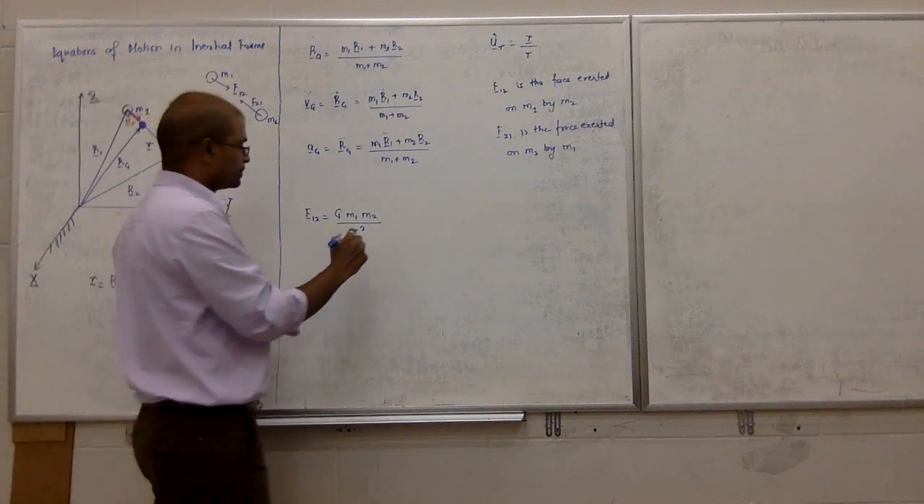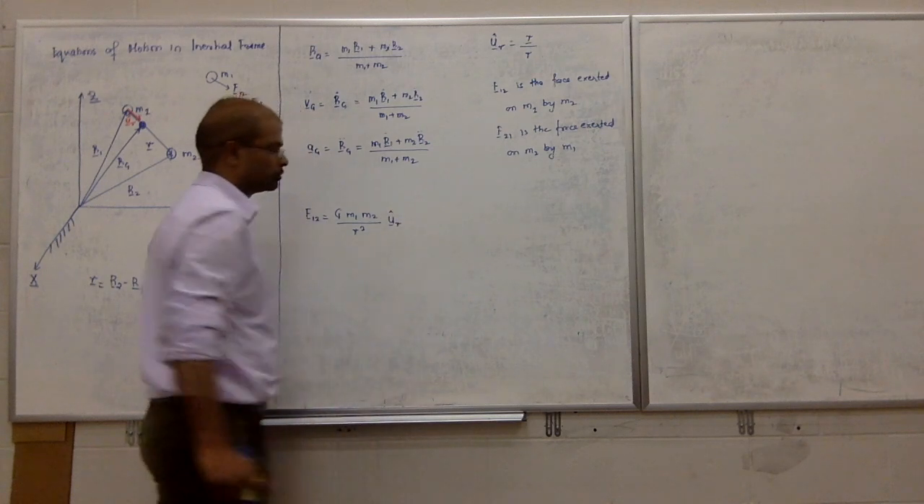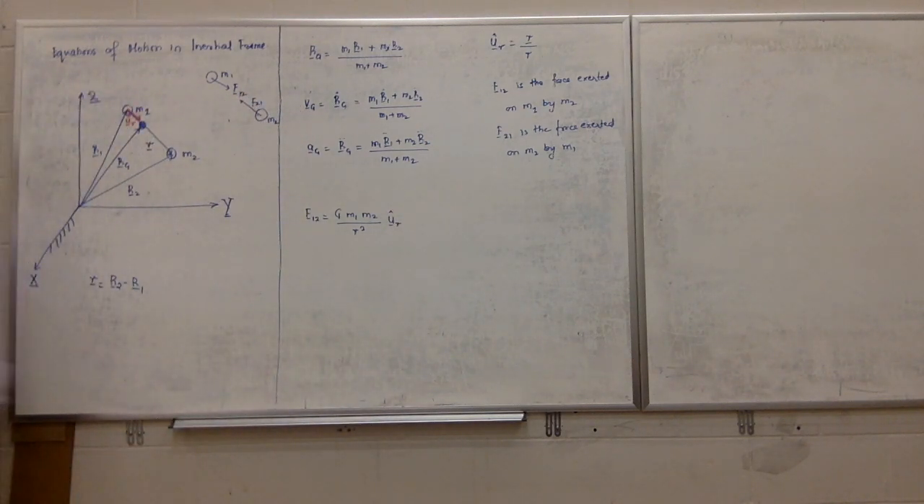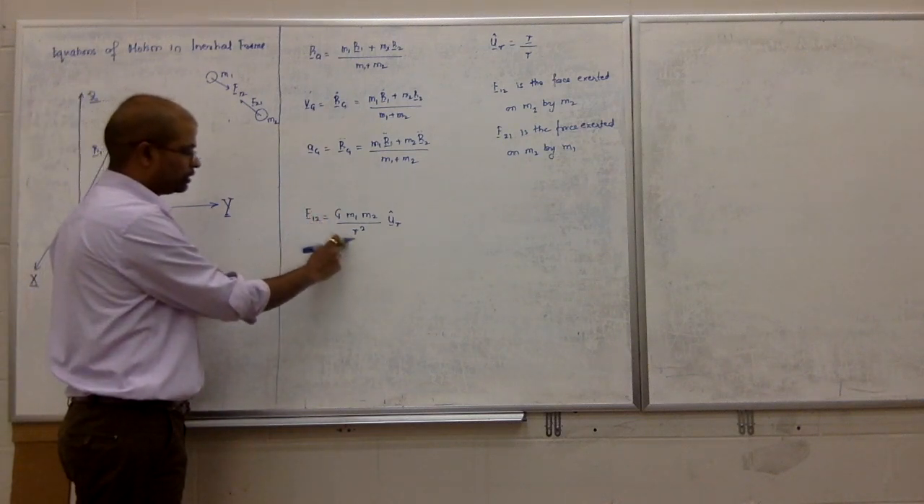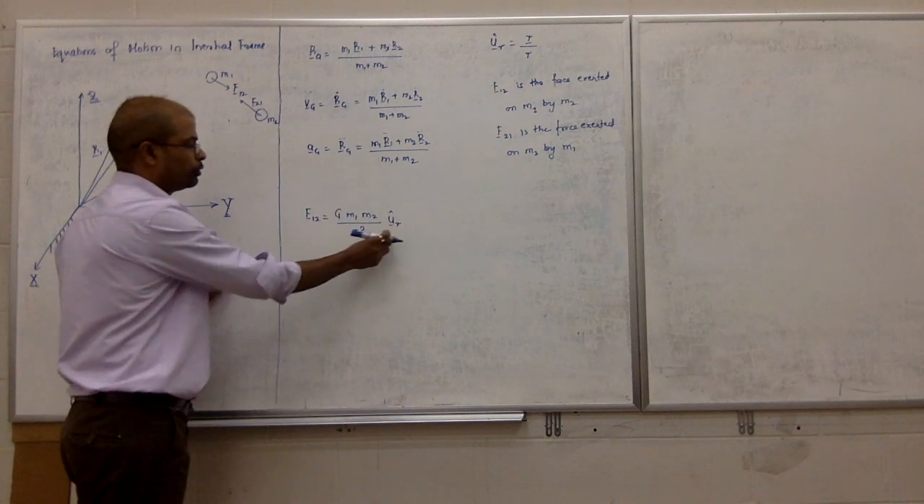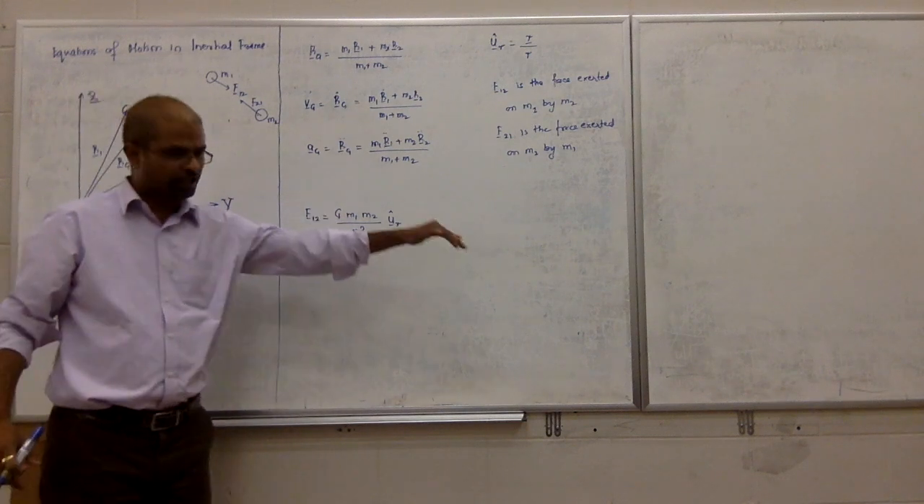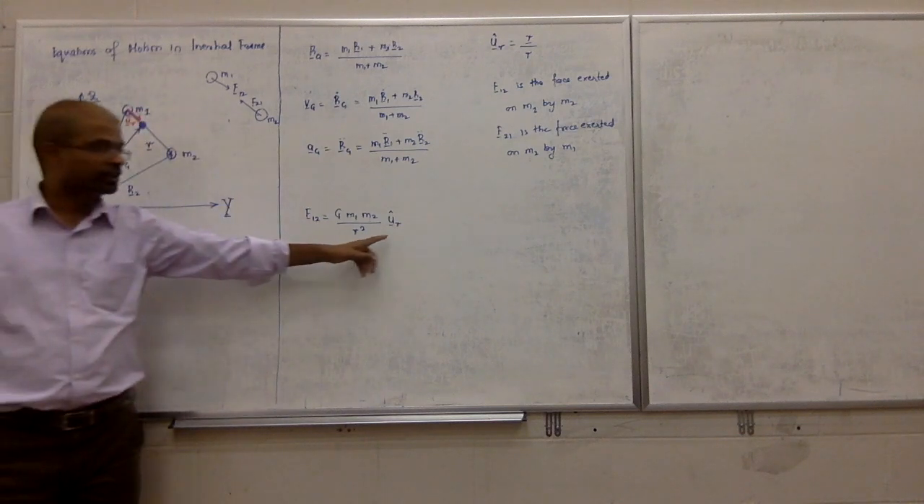And this is UR. The force F12 is in the direction of UR, so you multiply it by UR. You see, this is a vector, right? This other component is simply a scalar. You have to make it a vector. The force is in that direction. F12 is in the same direction as UR.